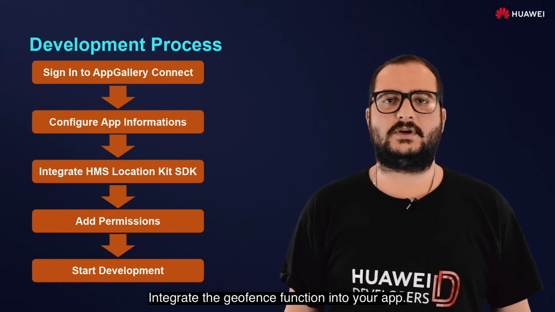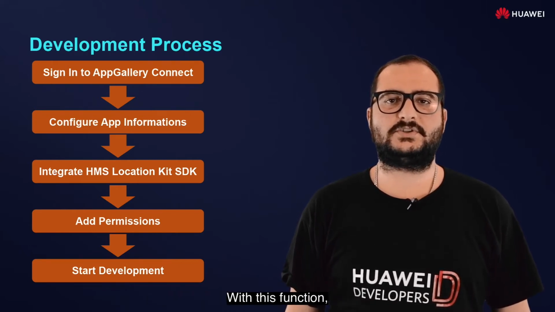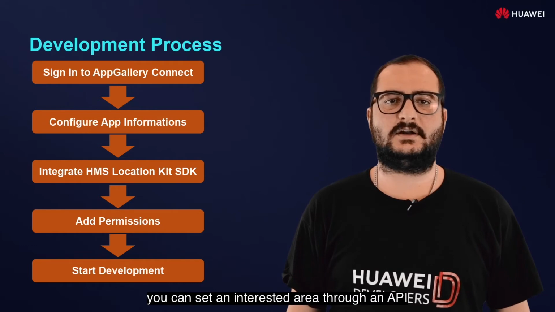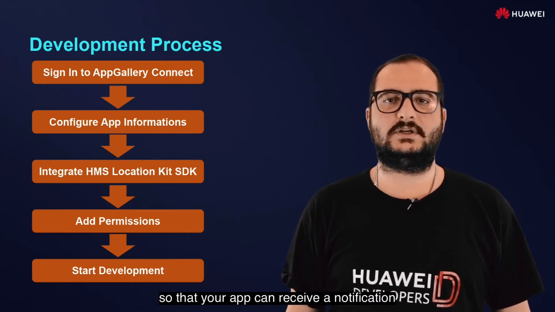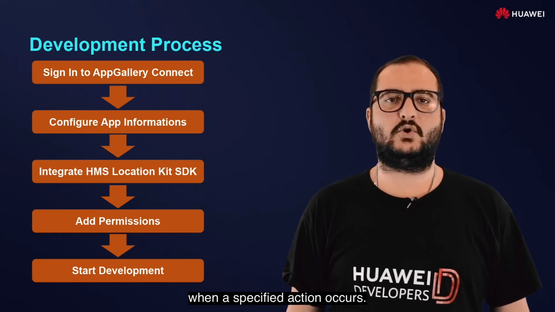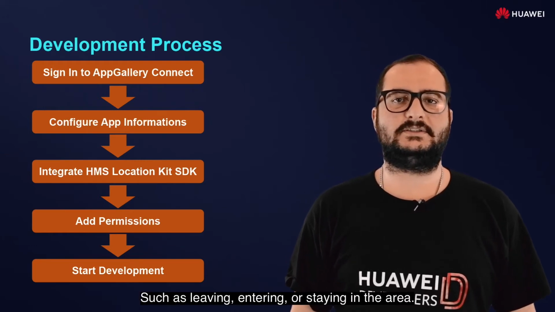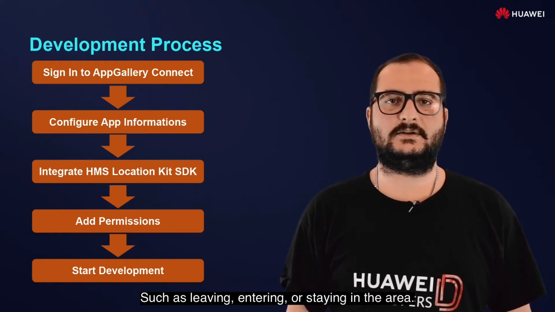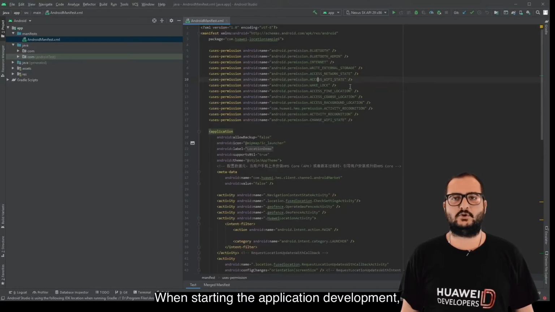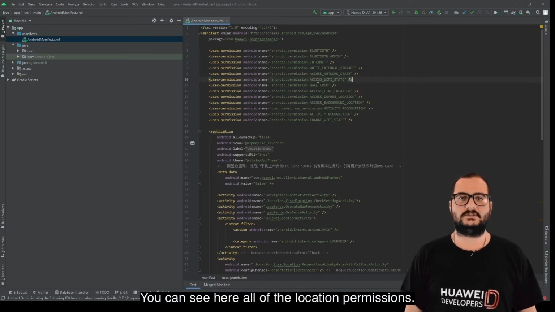Integrate the geofence function into your app. With this function, you can set an interested area through an API so that your app can receive a notification when a specified action occurs, such as leaving, entering, or staying in the area. When starting the application development, first of all, the necessary location permissions should be added to the Android manifest.xml file. You can see here all of the location permissions.